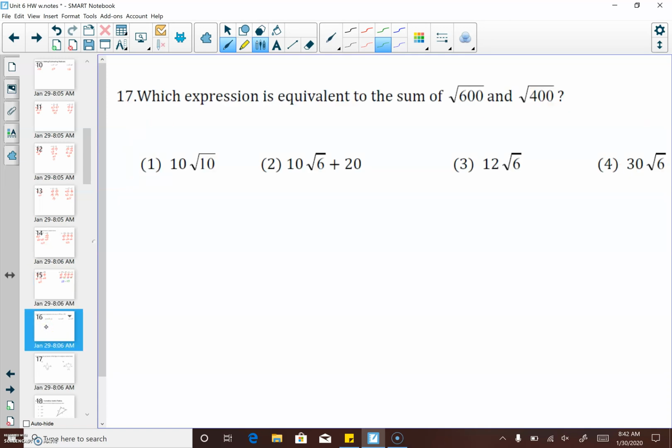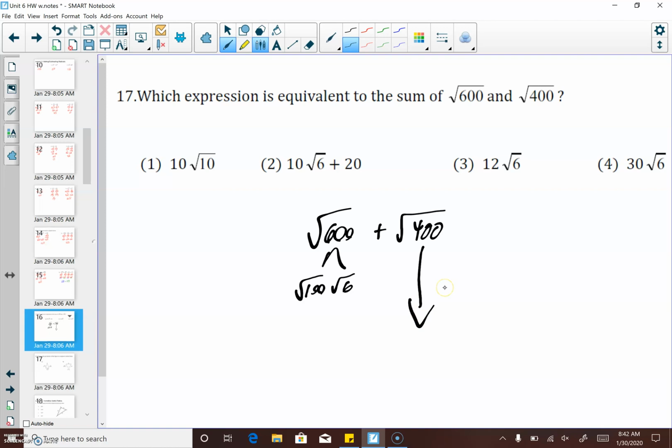Which expression is equivalent to the sum of square root 600 and square root 400? So we really have square root 600 plus square root 400. 600 is 100 times 6. Actually, I take that back. 400 is a perfect square. That just gives us 20.